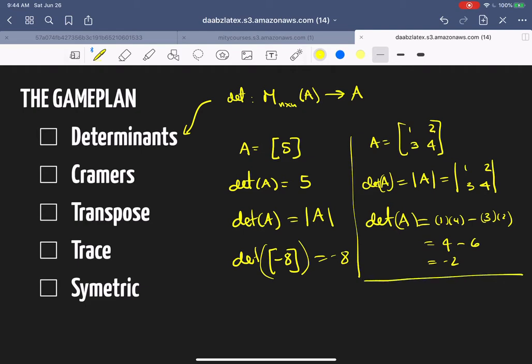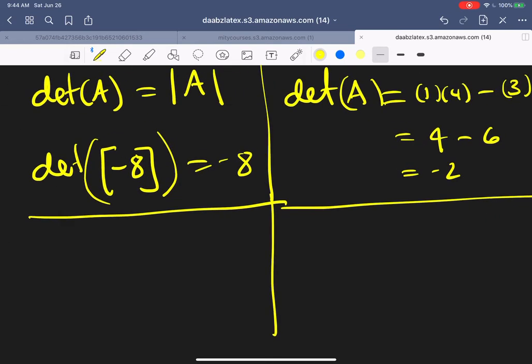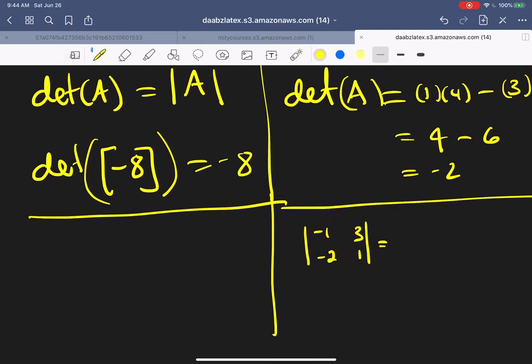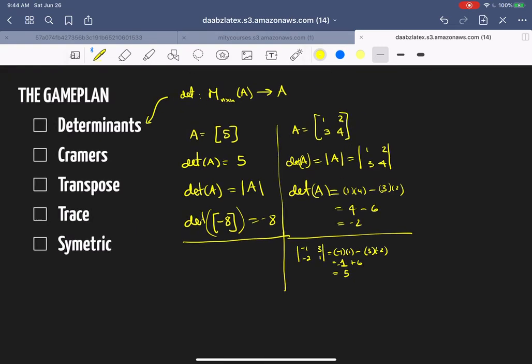One more example and then we'll move on. What if you wanted to find the determinant of -1, 3, -2, 1? I don't know, something like this. So again, we're going to take the diagonal this way and multiply them. And then we're going to take the diagonal this way and multiply it and subtract this one from this one. So that will give us -1 times 1 minus 3 times -2. Of course, giving us a grand total of 5. Okay? That's how you calculate determinants of 2 by 2 matrices.